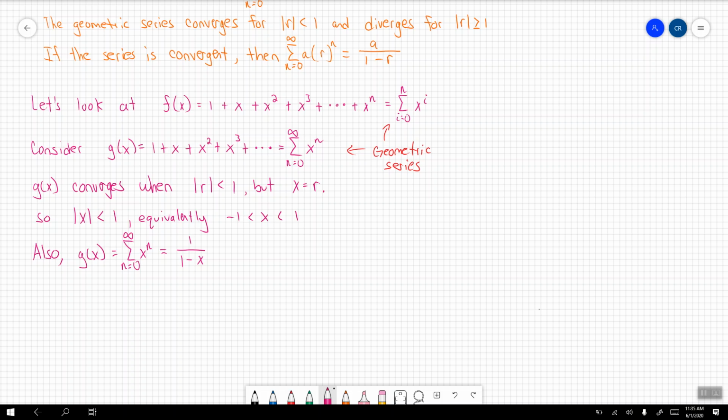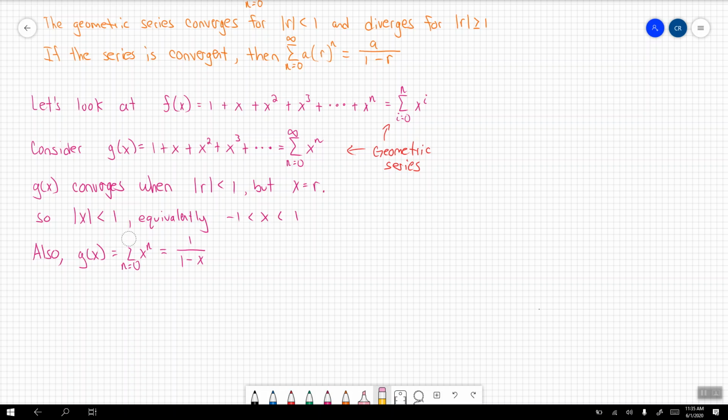Which means that g of x has a representation, and not only does g of x have that representation, but g of x was this power series, or this geometric series, that we were looking at. If the geometric series converges, and it only converges for these values, then it will converge to this formula here.